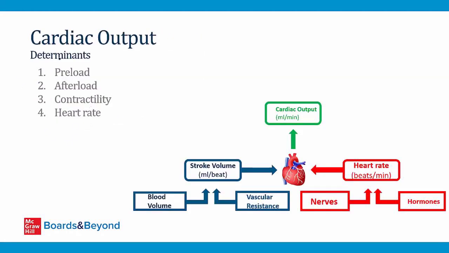So I've jumped back to this slide for a minute, showing you the 4 determinants of cardiac output. It's super high yield to know these 4 items shown in this slide. We've talked about these 3 right here. Now let's talk about the last one, which is heart rate.